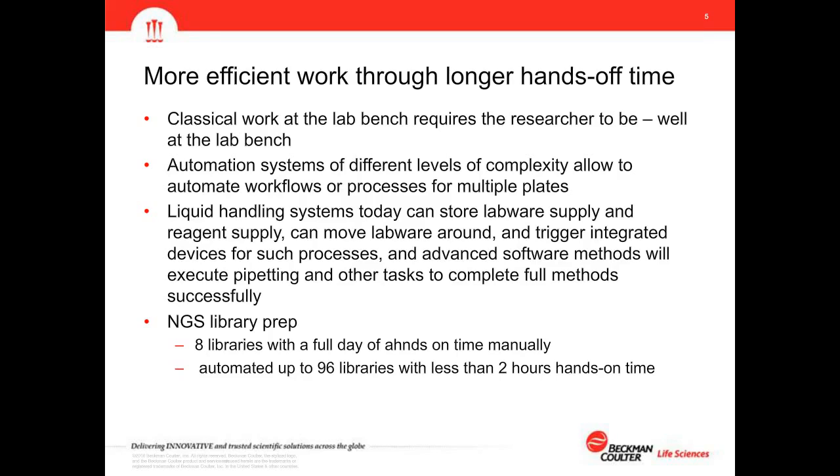And when I say full method, for example, here I'm looking at an NGS library preparation, where if you do all of that manually, you can probably generate up to 8 libraries with a full day of hands-on time. But in an automated fashion, we are able to generate 96 libraries with less than 2 hours hands-on time. So you're not just getting more libraries, you're also freeing up 6 hours of your working time to do more interesting work, for example, interpreting these data and drawing scientific conclusions from these data.